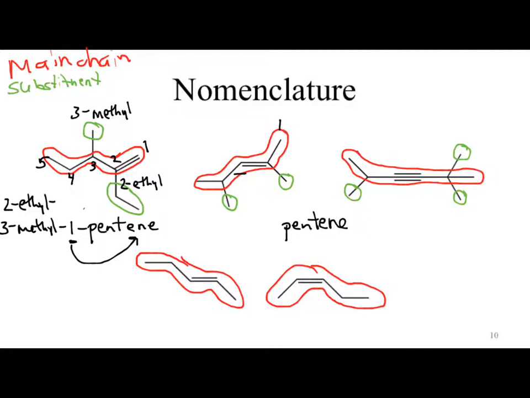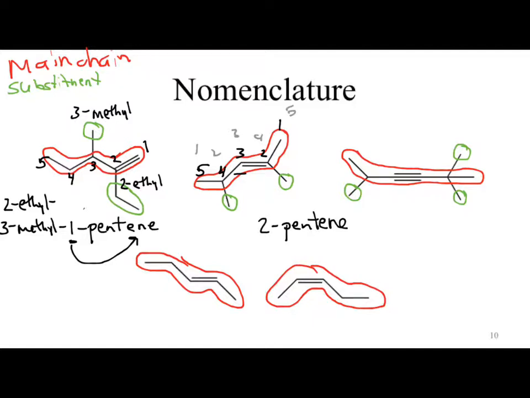We'll start 1, 2, 3, 4, 5. If you numbered it the other direction, let's see if I can do it in gray, 1, 2, 3, 4, 5. If we did it in gray, our double bond would show up at position 3, whereas in black it shows up at position 2. So it makes sense to start our numbering in black. We're going to do 2-pentene. We can name our substituents.